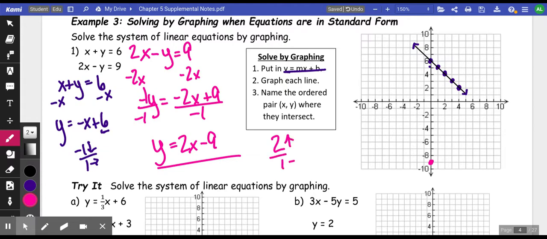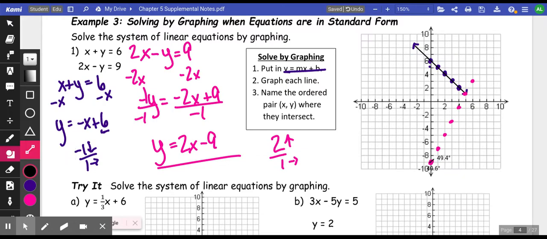I'm going up 2 and over 1. So up 2 over 1, up 2 and over 1. I'm going to keep going. And it looks like I almost went far enough with the other line. It's pretty obvious this is the point where they intersect. Okay, up 2 and over 1. I'm going to draw my line.